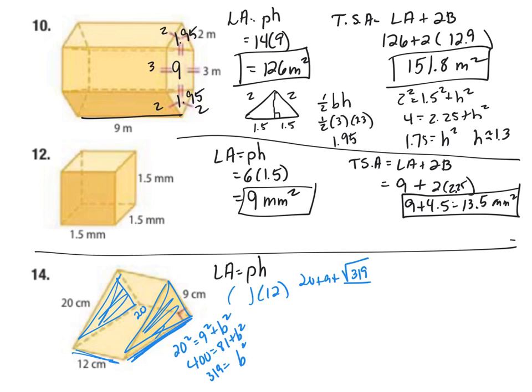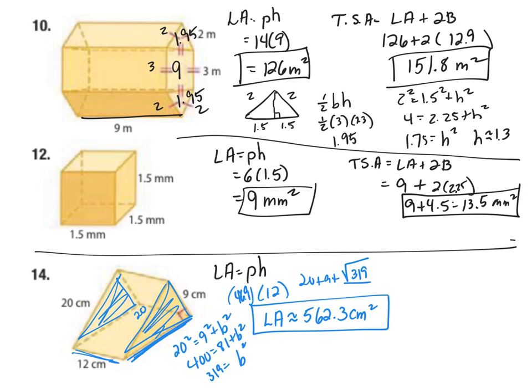So my perimeter is about 46.9. So I'm going to multiply 46.9 times 12. My lateral area is approximately 562.3 square centimeters.